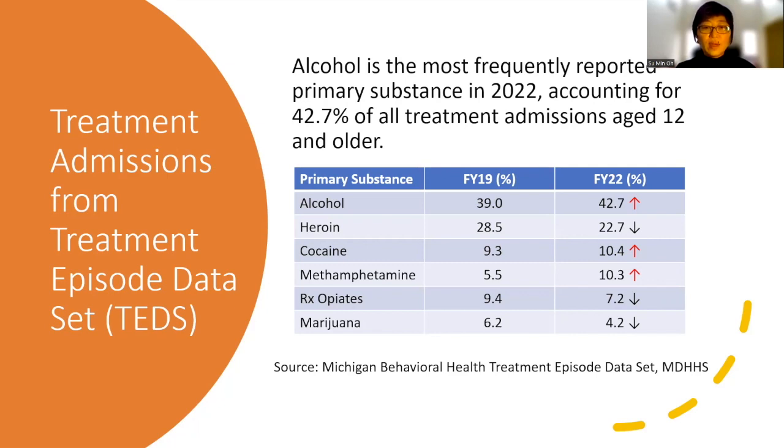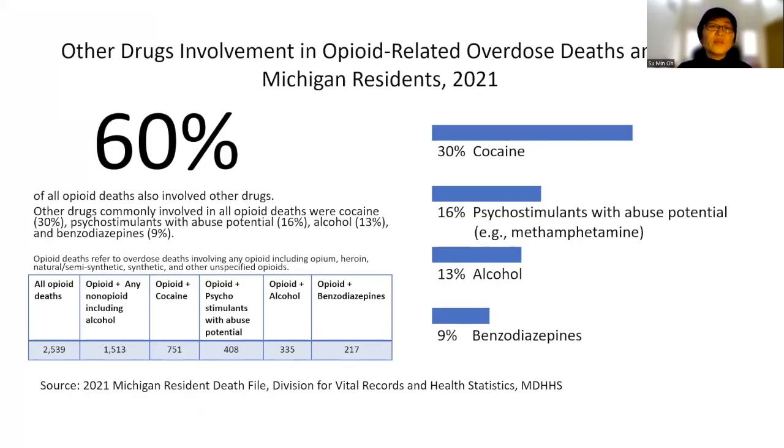So next, I would like to share some of the picture. When Mike contacted me a couple months ago about the coalition, I was working on this particular fact sheet. So you are looking at a slightly different form of the fact sheet that I was working on. The title is The Other Drugs Involvement in Opioid-Related Overdose Death.